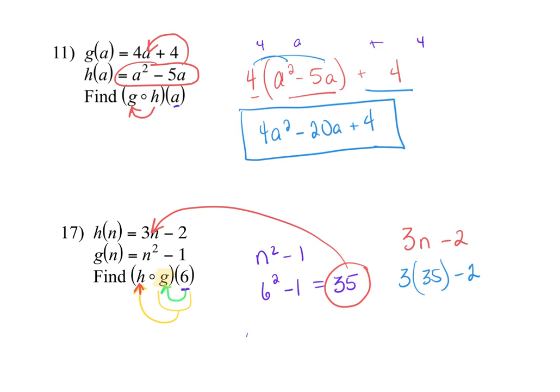So for this one, 3 times 35 is going to give me 105. 105 minus 2 is going to give me 103, and that is my answer.